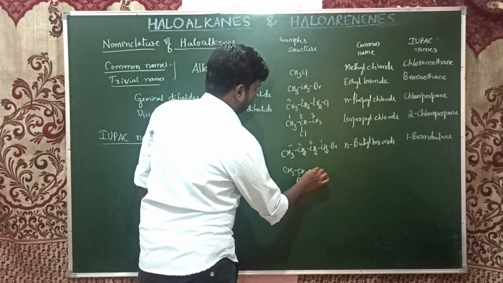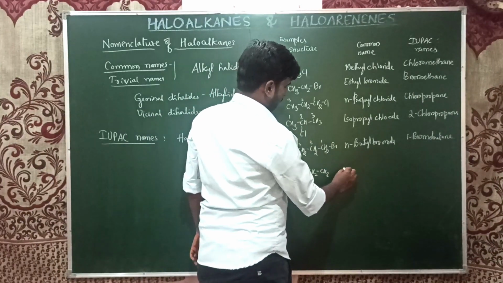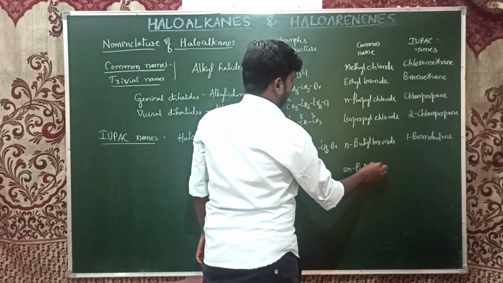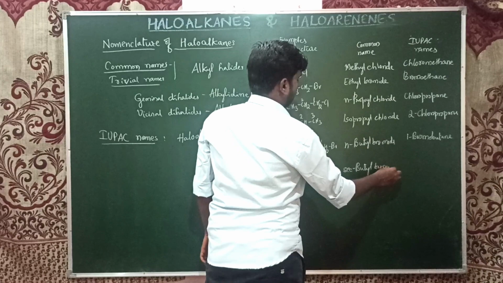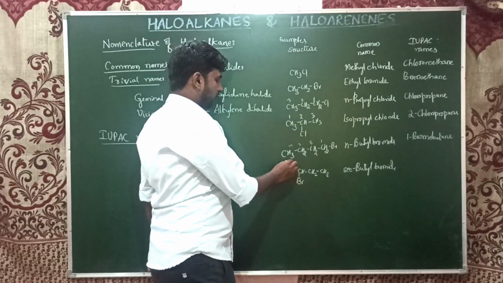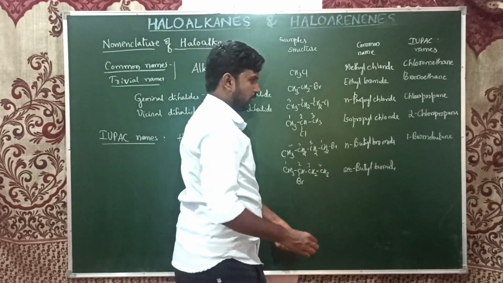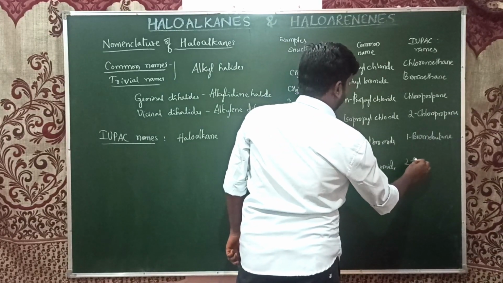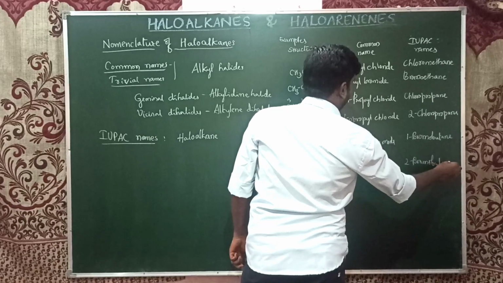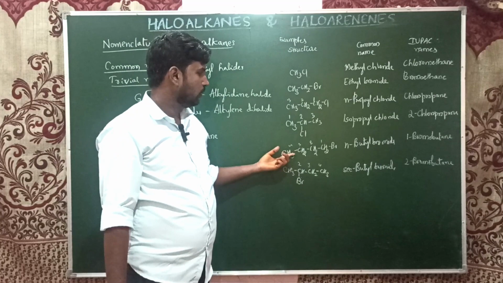And one of the other isomers is CH3CHBrCH2CH3. This one is secondary butyl bromide. Here the bromo substituent is at the second carbon, 1, 2, 3, 4, so it will be 2-bromobutane. We have tertiary also. The first one is primary n-butyl bromide.